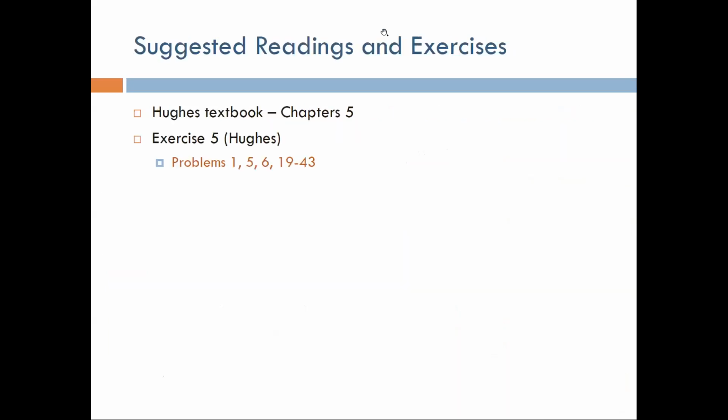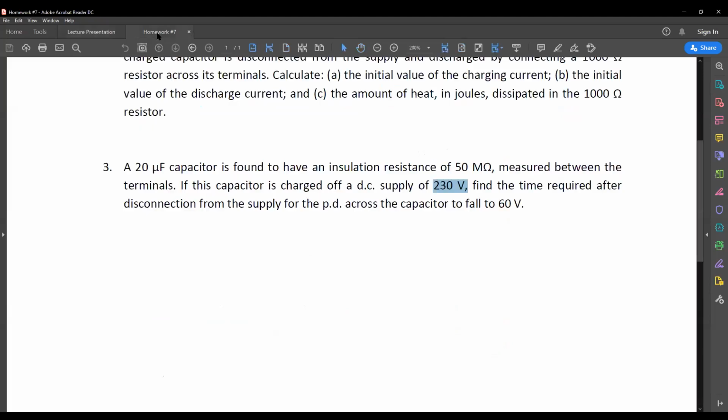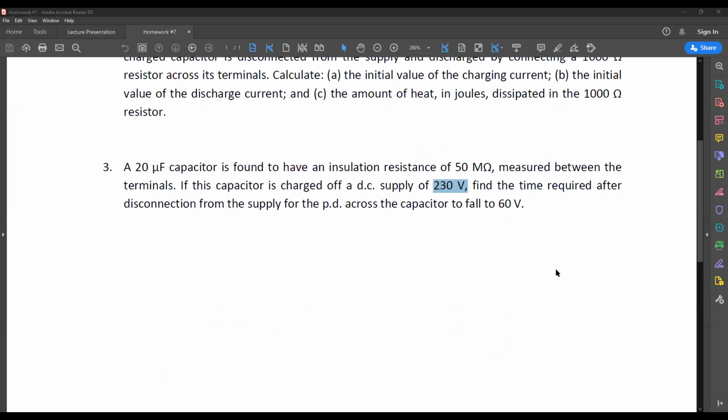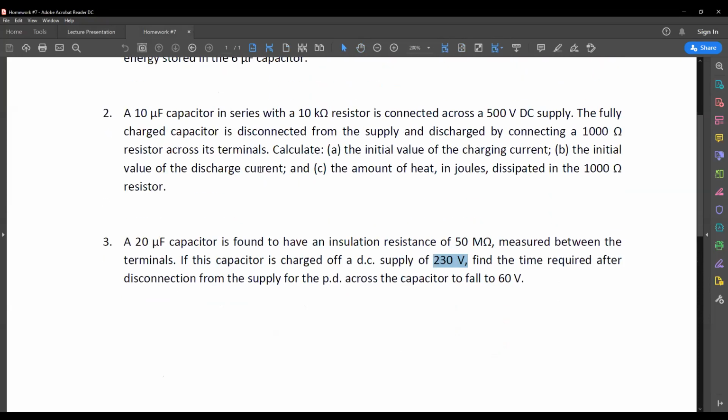Okay, so let's go back and look at the final problem. The final problem is the homework. This problem here we haven't talked about. It's a much simpler problem than the one we saw in this particular part. It's about the transients when you charge a particular capacitance and then discharge it, and so on.